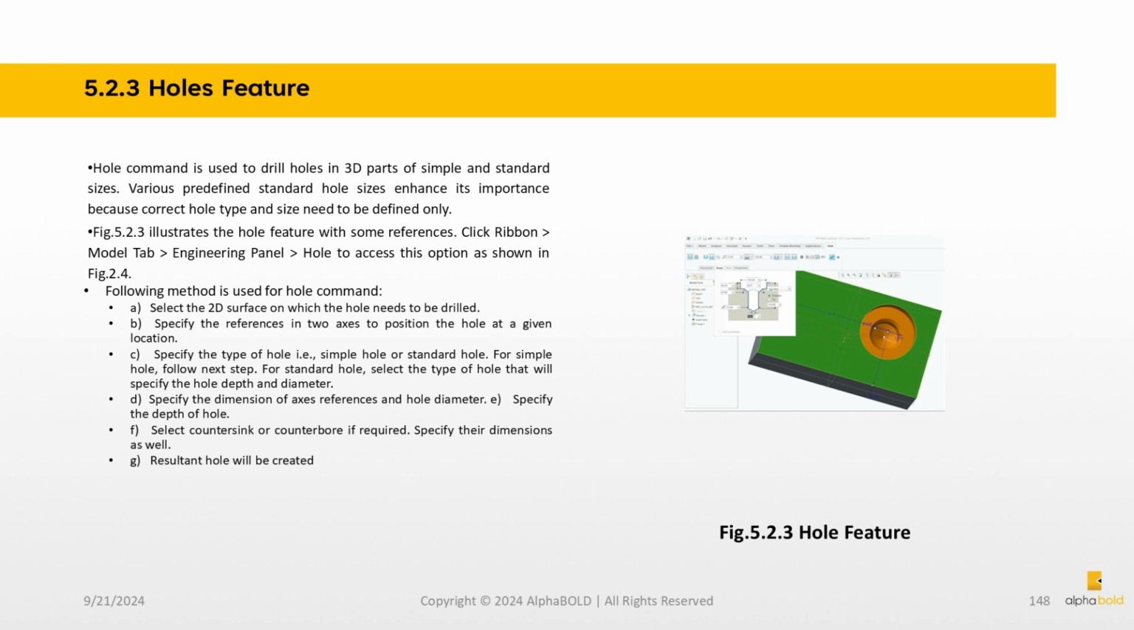A. Select the 2D surface on which the hole needs to be drilled. B. Specify the references in 2 axes to position the hole at a given location. C. Specify the type of hole, i.e., simple hole or standard hole. For simple hole, follow next step. For standard hole, select the type of hole that will specify the hole depth and diameter. D. Specify the dimension of axis references and hole diameter. E. Specify the depth of hole. F. Select countersink or counterbore if required. Specify their dimensions as well. G. Resultant hole will be created.